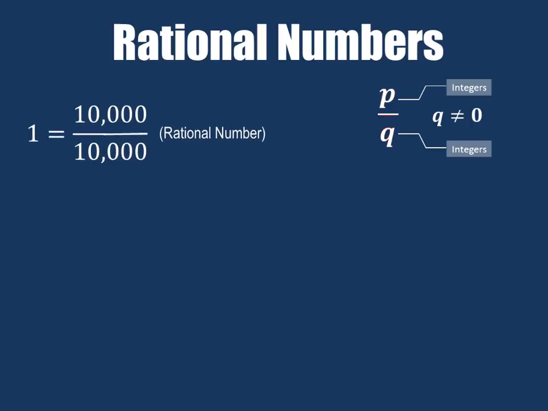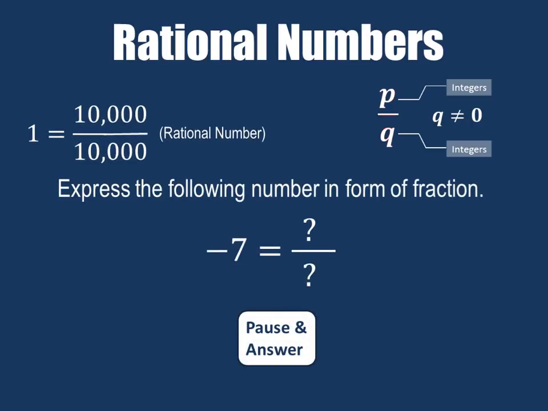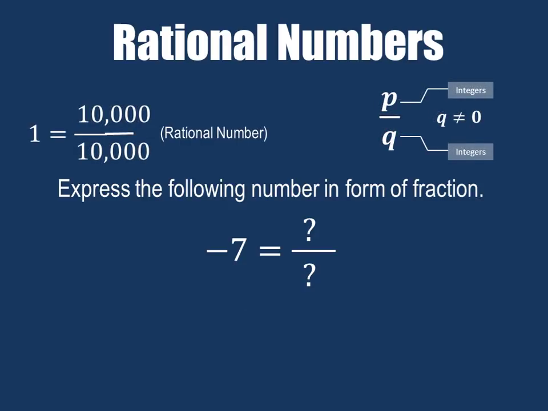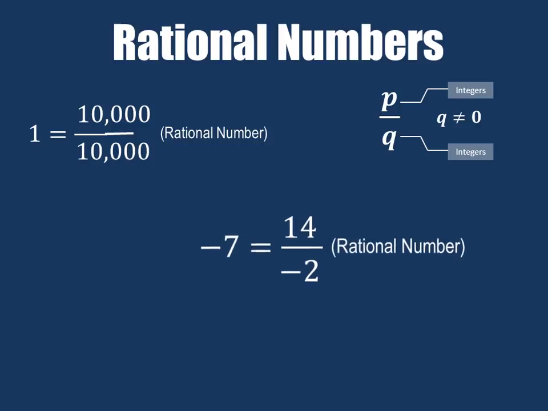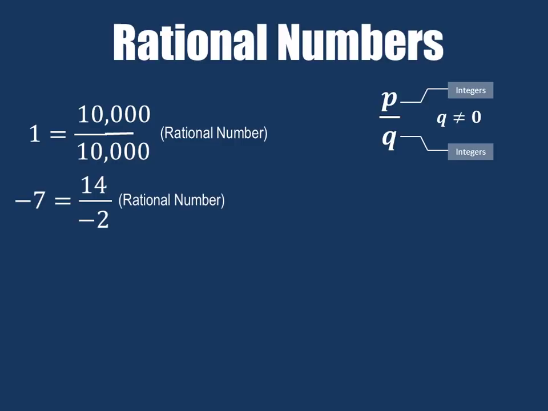Next, try to express negative 7 in form of fraction. Negative 7 can be expressed as negative 7 over 1 or as 14 over negative 2. Since negative 7 can be expressed in form of fraction, that means negative 7 is also a rational number. So far we have checked one positive and one negative integer, that shows all integers are rational numbers.